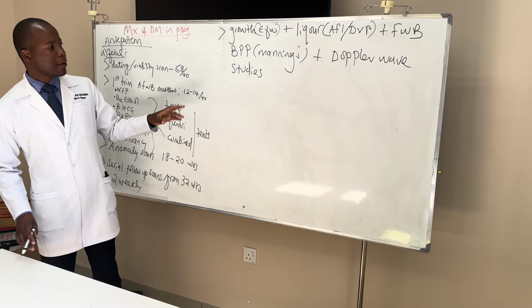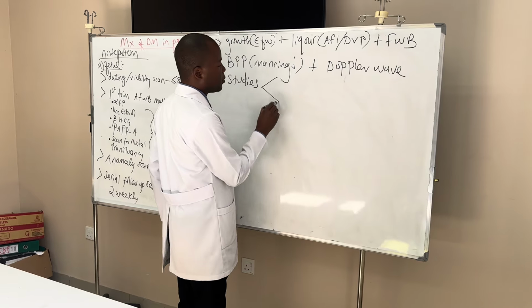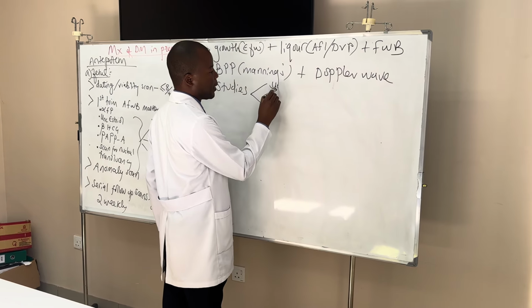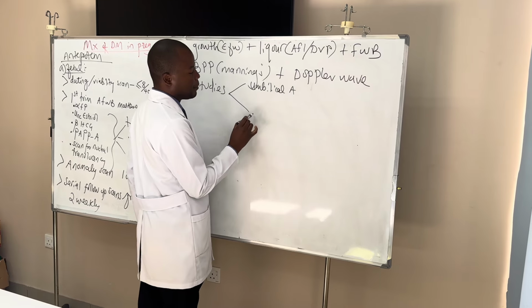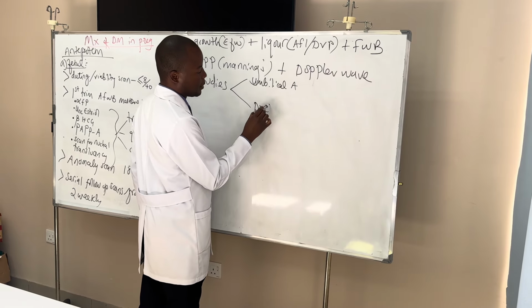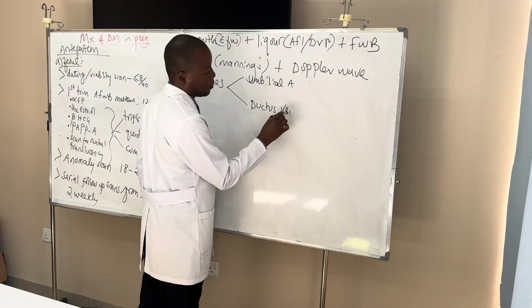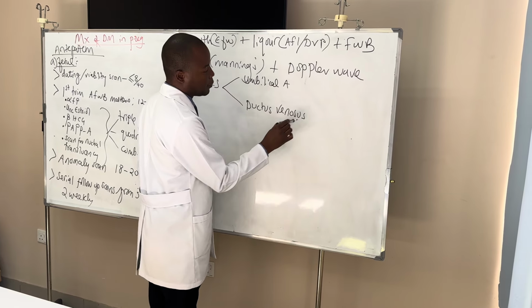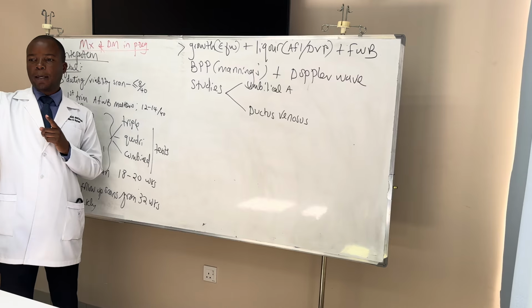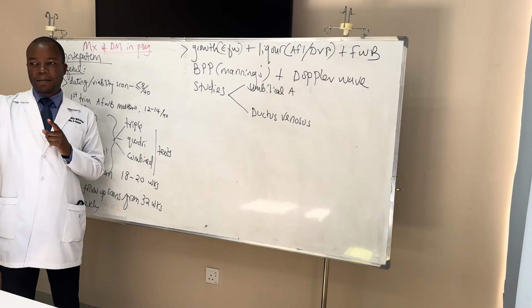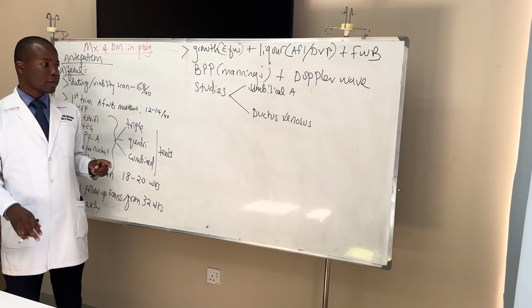What are we talking about? On Doppler waves, we normally use two vessels. One of them is the umbilical artery of the baby or the ductus venosus. Remember, ductus venosus is the shunt which connects the umbilical vein to the inferior vena cava. There is a shunt there.